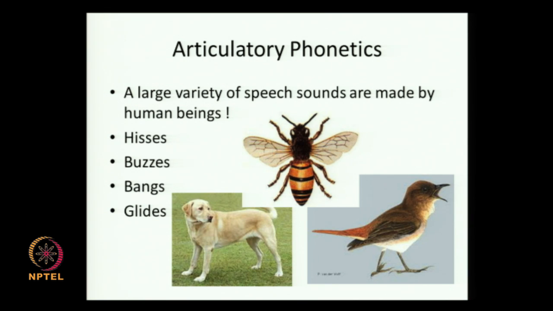How is that possible? What is it that flies cannot do, bees cannot do, lions and elephants and dogs cannot do, birds cannot do, but human beings can? The reason is, human beings have a very versatile apparatus of speech, organs of articulation. They have a tongue, they have vocal cords, they have teeth, they have jaws, they have lips, which manipulate sounds in many different ways, and then we produce all kinds of different sounds.